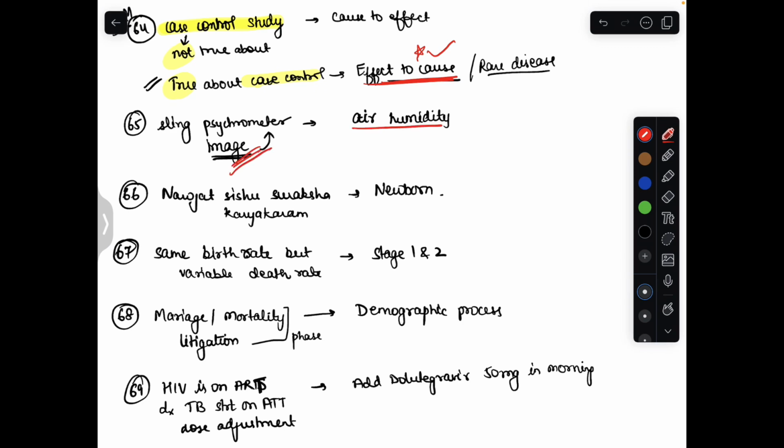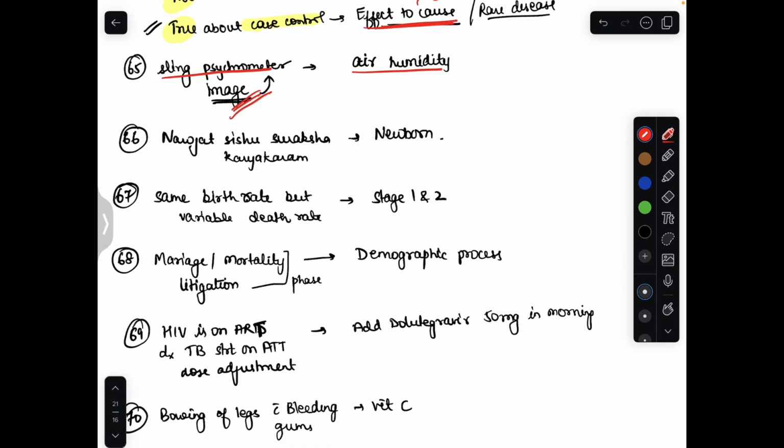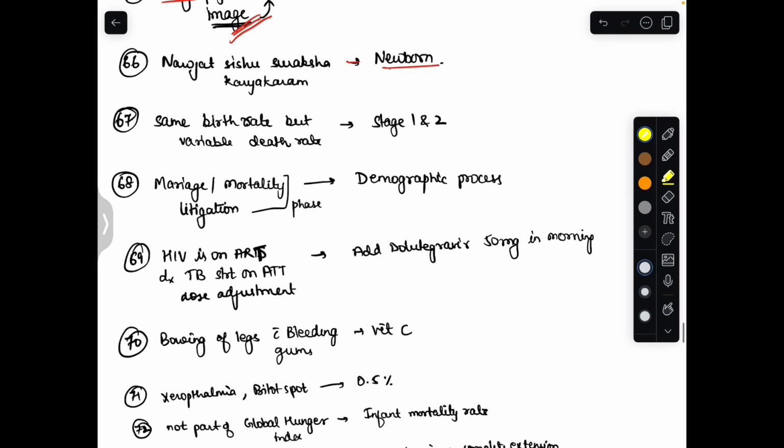Now for the 65th question, a sling psychrometer image was given and we have to measure air humidity with this. I remember that the image was given, but I don't remember whether they asked about the air humidity or the name of the image. So I wrote both: sling psychrometer and air humidity. We have to check. Now for the 66th question, Navjat Shishu Suraksha Karyakram is done for newborns. So this one is the correct answer for this.